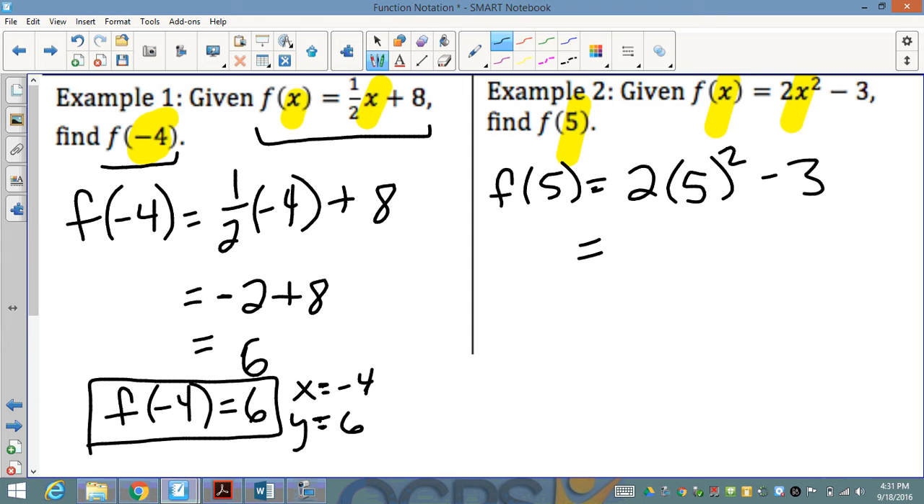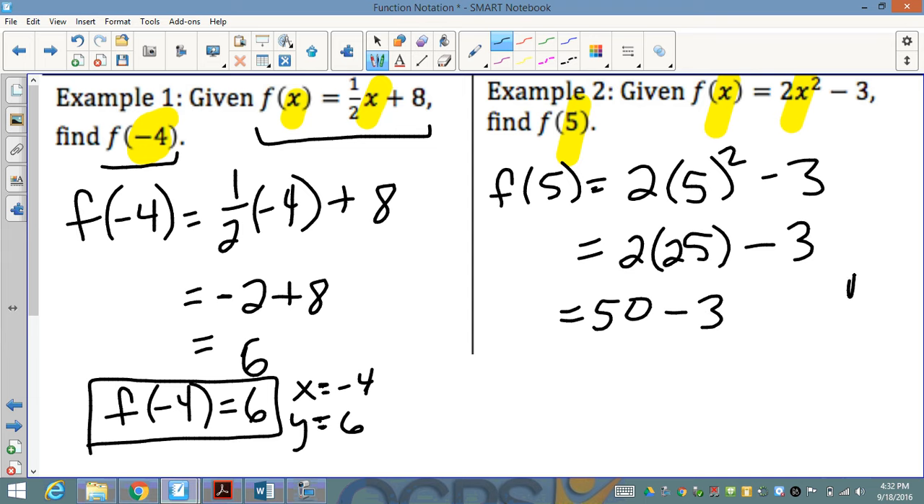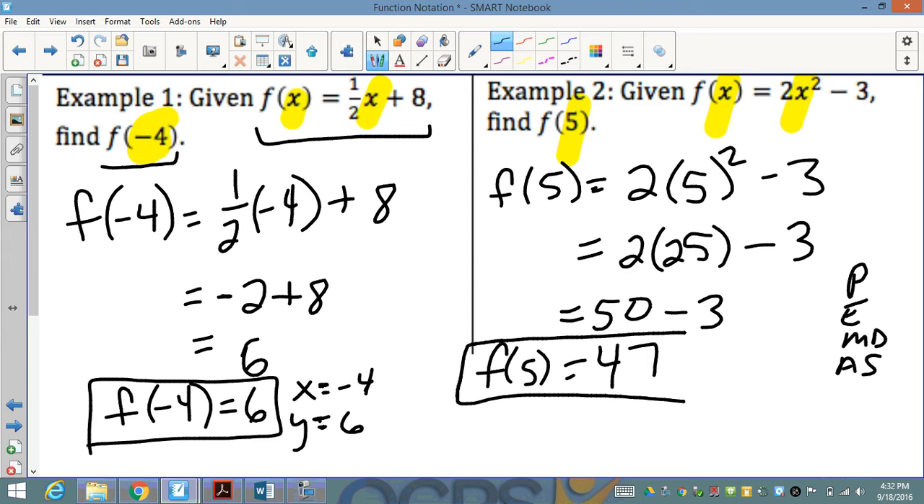I'm going to first do my exponent. Then I'm going to do my multiplication. Be careful there. Some of you probably tried to multiply before you squared. You need to square before you multiply. Okay, and then subtracting. So again, f of 5 equals 47. So x is 5, y is 47.